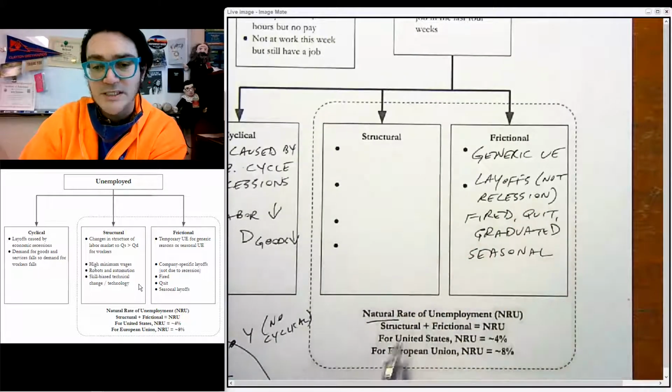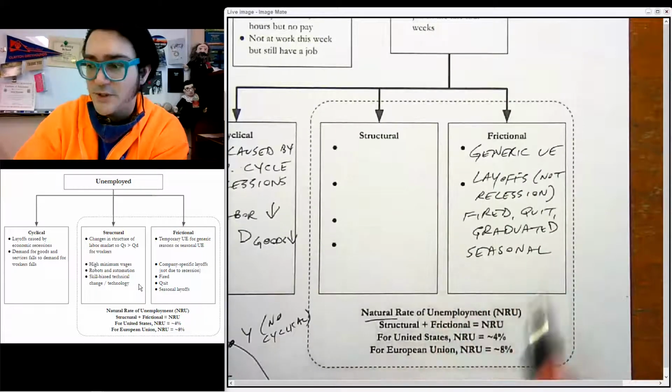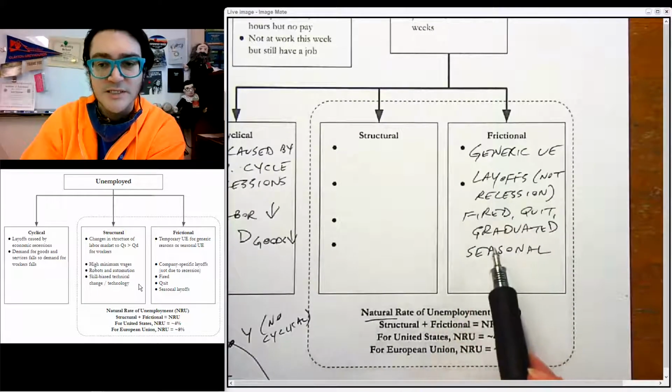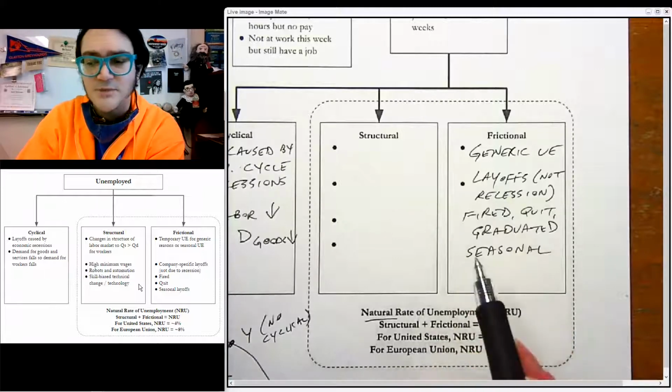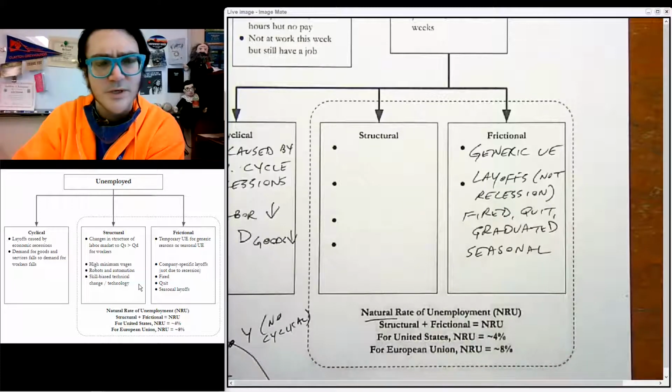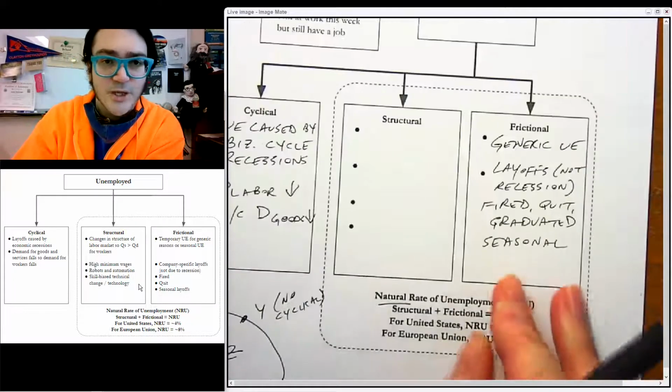This is why we consider it natural to have some, because it wouldn't be normal to have zero. You would want to preserve the ability of the market system and labor to have people graduate from college without having a job. Japan actually struggled with that for a really long time, and it causes issues. So we want to have some level of frictional unemployment.